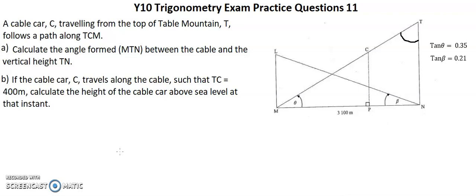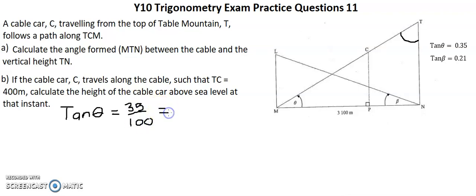So, first thing we need to be thinking about is that to work out this angle, we need to have two sides of our triangle. At the moment, we've only got one. But what we do have is the ratio for this angle between these two sides. We are told that tan alpha is equal to 0.35, which is the same as 35 over 100.